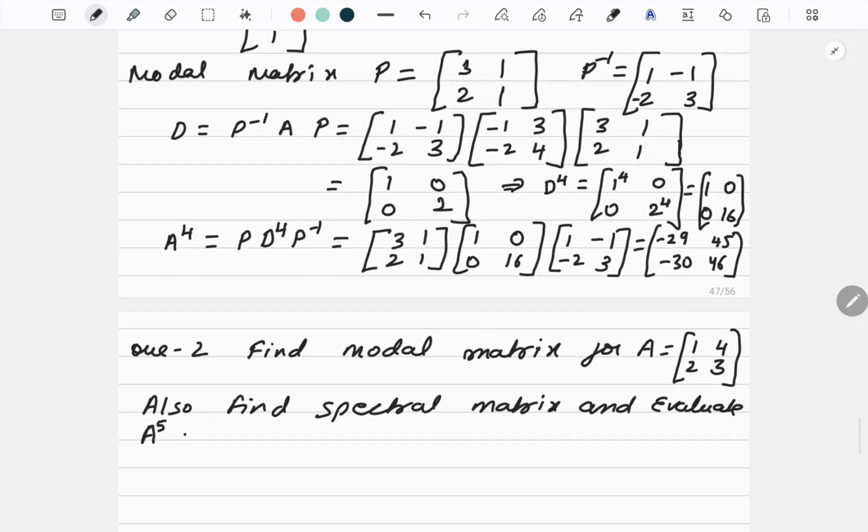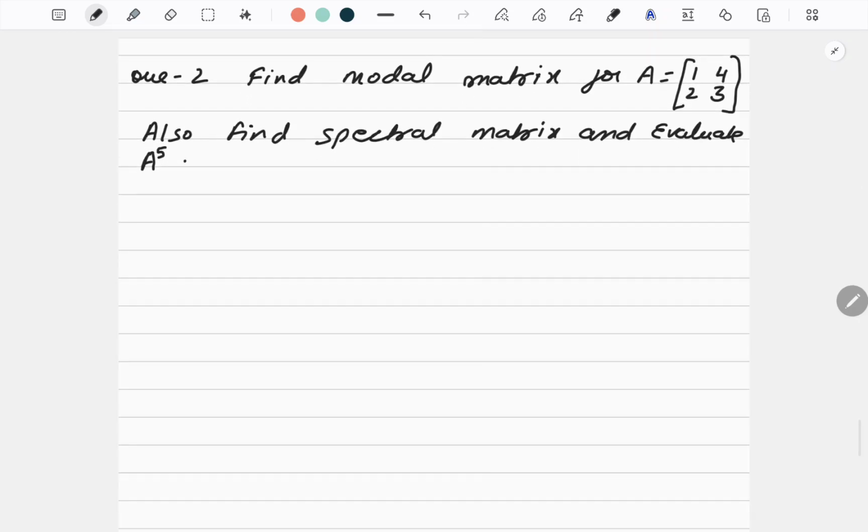Okay, so now let's come to the next question. Now you have to find out the modal matrix and also find the spectral matrix. Spectral matrix means your D only, and then evaluate A to the power 5, right? So now I will be finding out A to the power 5. So what I suggest, all of you pause the video and try to do it yourself and then check whether you are doing it correctly or not. Okay, so let us start.